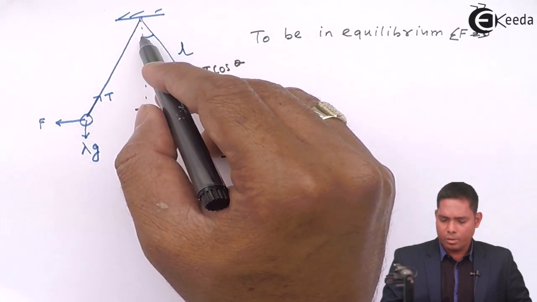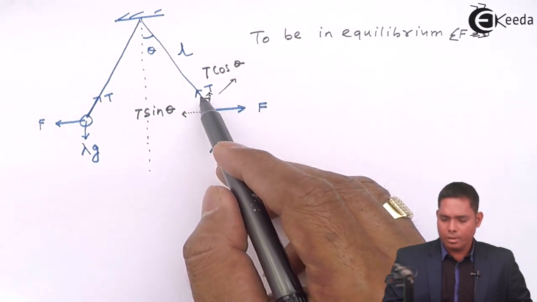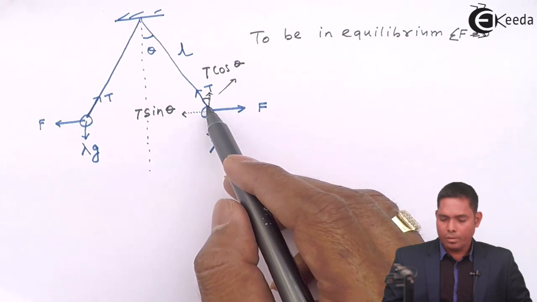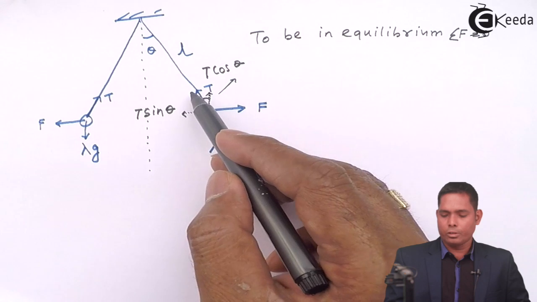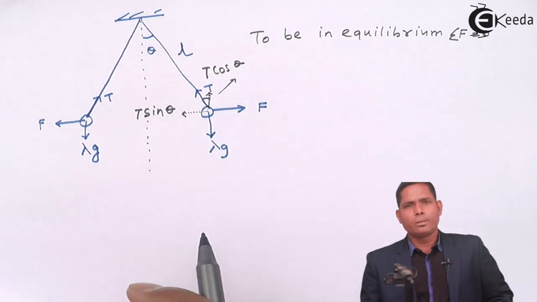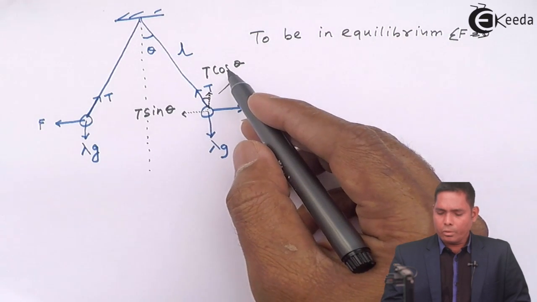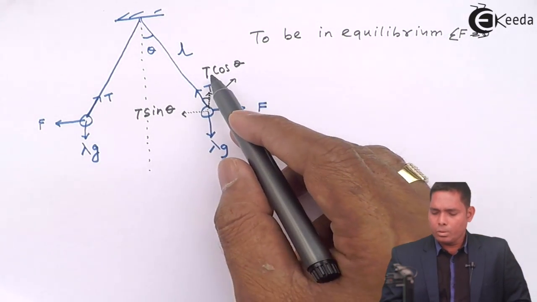Okay, because you can see this line and this line, these are parallel lines, and this is a line which is connecting both the lines. If this angle is theta, this will be theta. So if this is T, then this will be T cos theta and this will be T sin theta by resolving the tension forces.